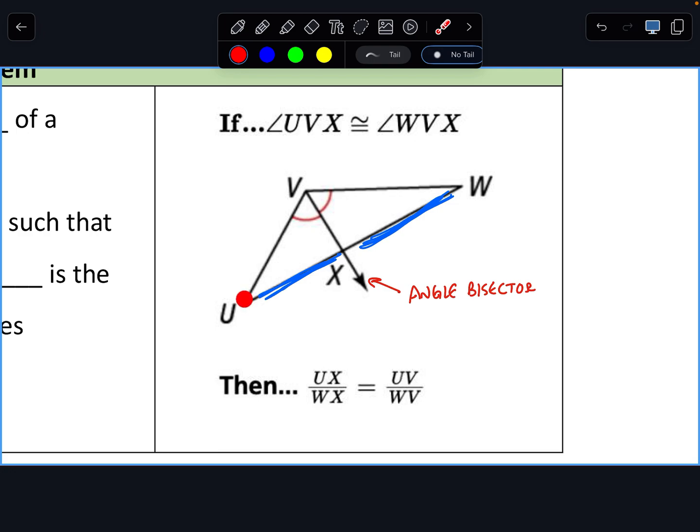Or in other words, if the left side of the triangle is half the size of the right side, then the left side of my split up side will be half the size as the right side. So however the left side of the triangle relates to the right side, the left side of my split up side will relate the same way to its right side.